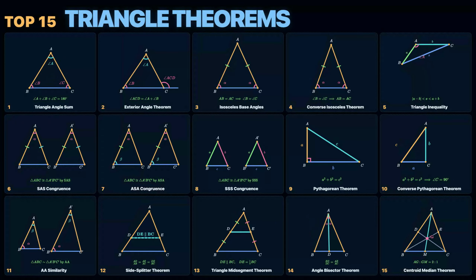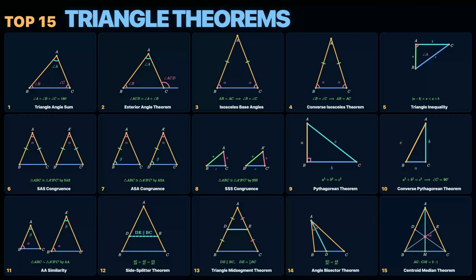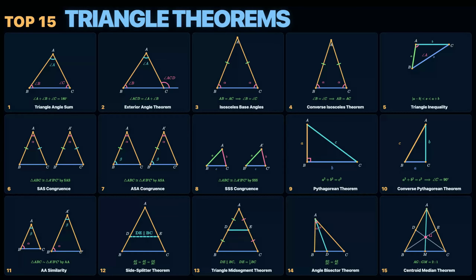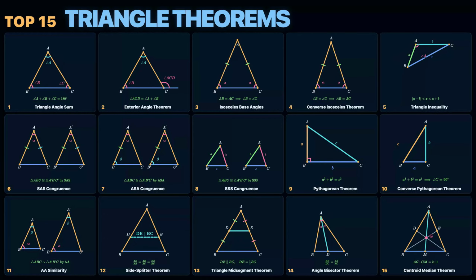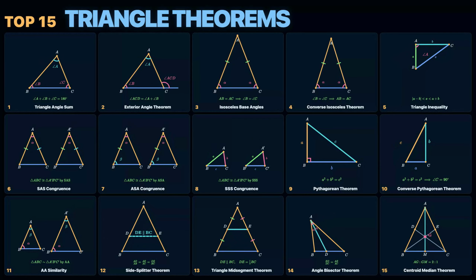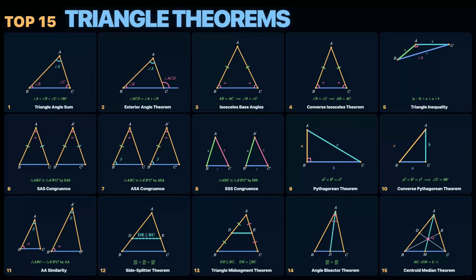The real power is not memorizing 15 isolated sentences. It is seeing the connections. Parallel lines transfer angles, congruence creates rigidity, similarity controls scale, and midpoint constructions turn shape into ratio. Return to this board whenever you need the right triangle fact for a proof or a problem.